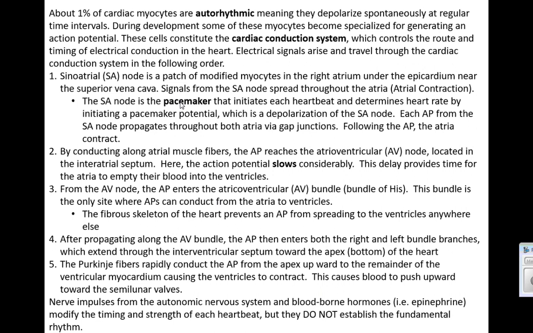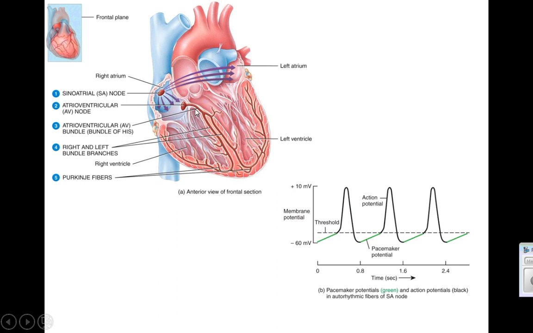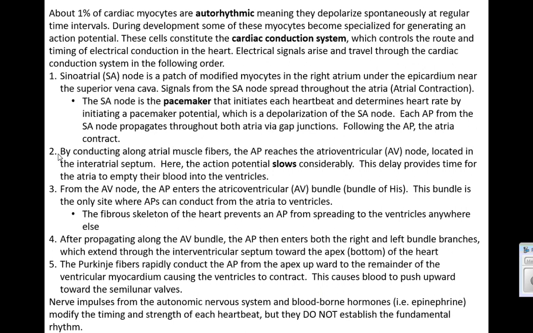From the AV node, the action potential will spread through what we call the AV bundle or bundle of His, and then fork into bundle branches, which run through the rest of the interventricular septum, and then take an upward turn through what we call the Purkinje fibers. Purkinje fibers are important because they allow the action potential to spread throughout the ventricular myocardium, and that's going to cause the ventricles to contract, pushing blood up towards our semilunar valves, and if they contract hard enough, ejecting the blood through the aortic and pulmonary valves.